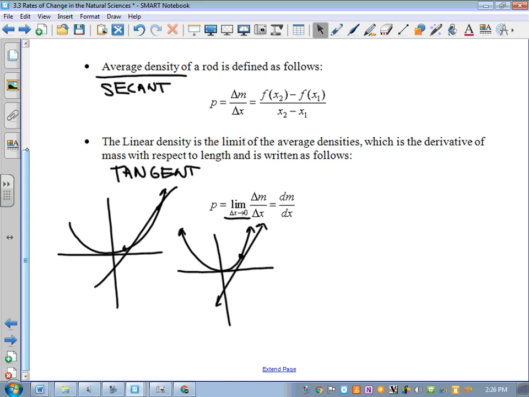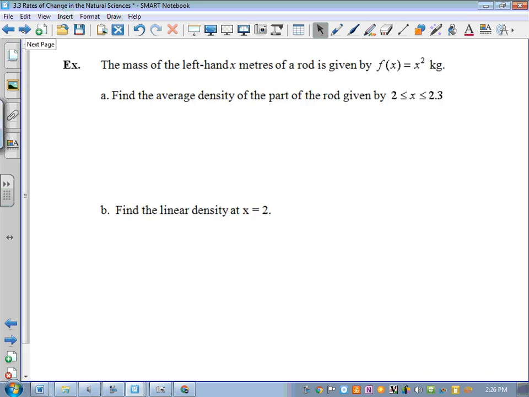Okay, we're going to do that example. You know what? We might get them all done in one. So it says the mass of the left-hand x meters of a rod is given by f of x equals x squared. Try to picture maybe a tapered flagpole where the density of that rod is different as it goes on. That could happen from heating one end of the rod and not heating the other, or maybe some kind of an alloy change in the middle. There's really endless possibilities of how this could happen.